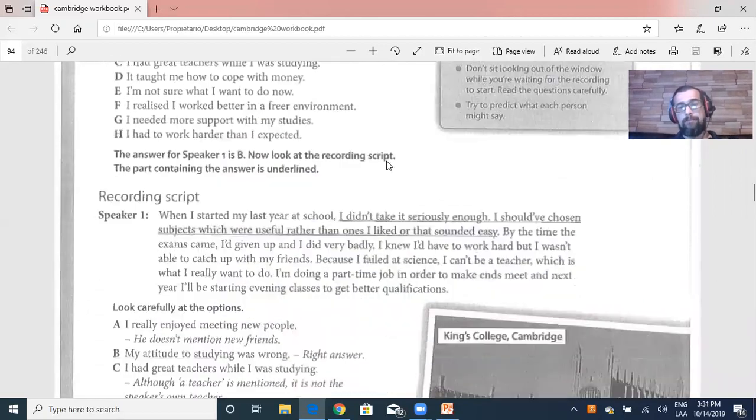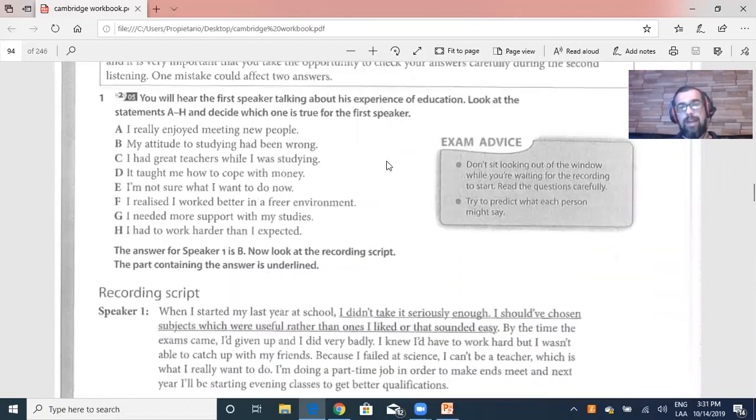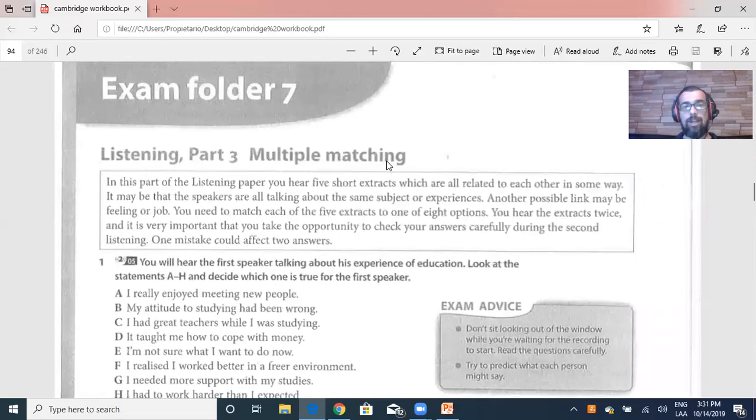And at the end of this part in the exam folder 7, we really need to practice the multiple matching of the listening test. Okay, so today is going to be focused on reported speech and also on the listening part, in this case, listening part 3, which is the multiple matching.